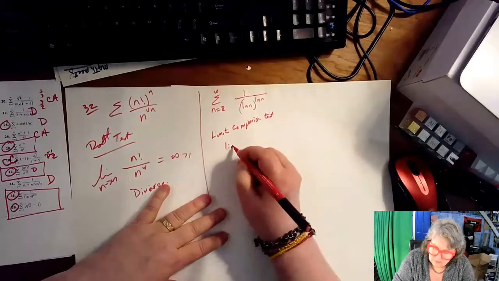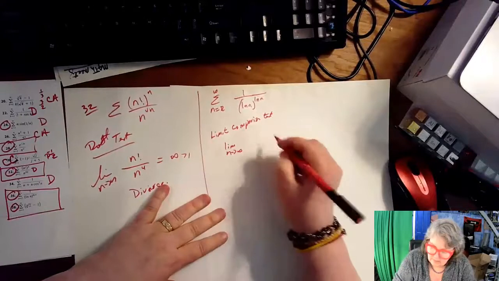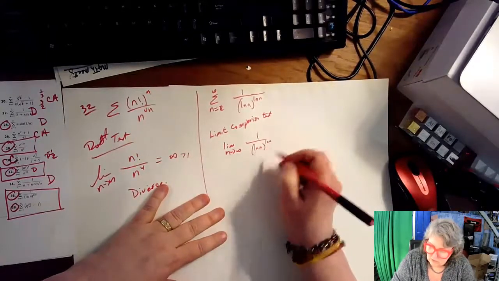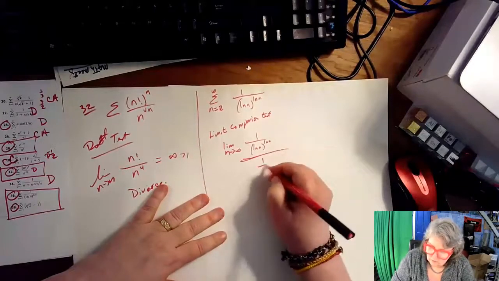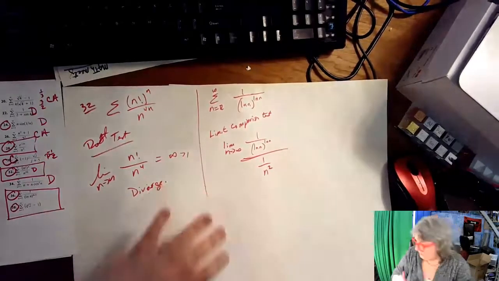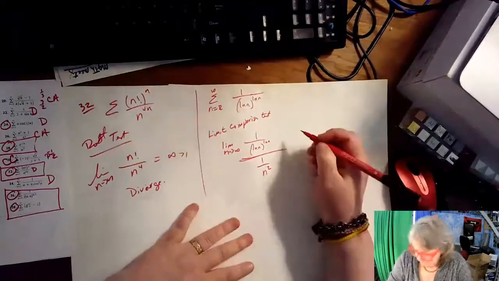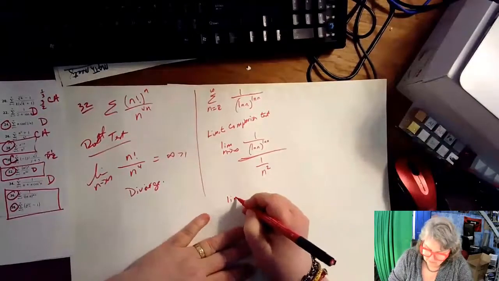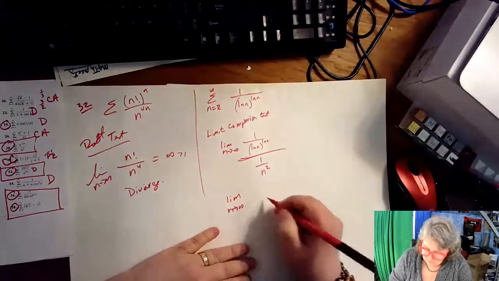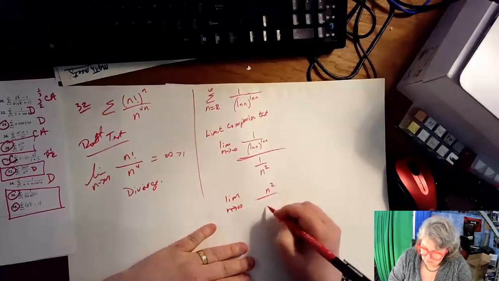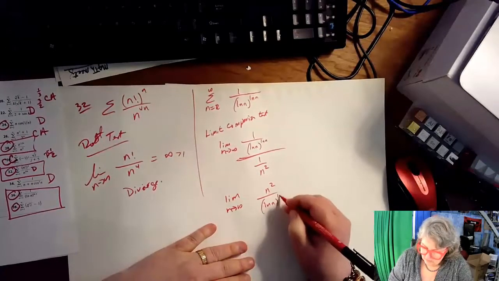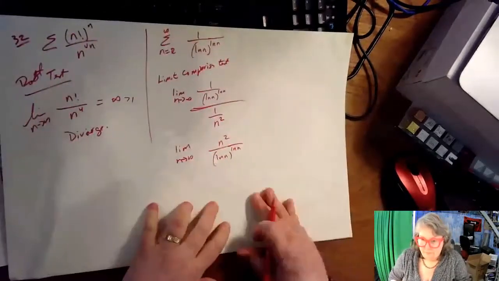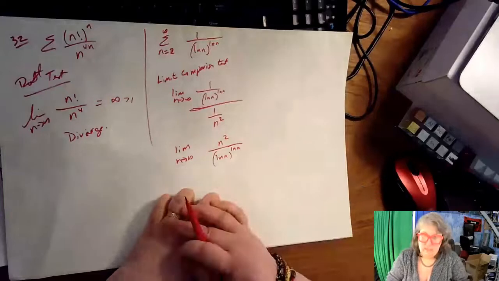I have the limit as n goes to infinity of 1 over the natural log of n raised to the natural log of n, all over 1 over n squared. Simplifying it, flipping it the way I'm supposed to flip it, I get n squared over the natural log of n raised to the natural log of n. Now, I've got infinity over infinity.